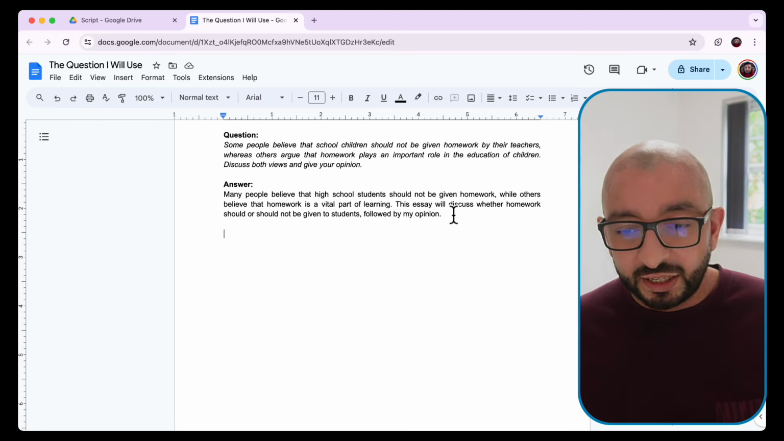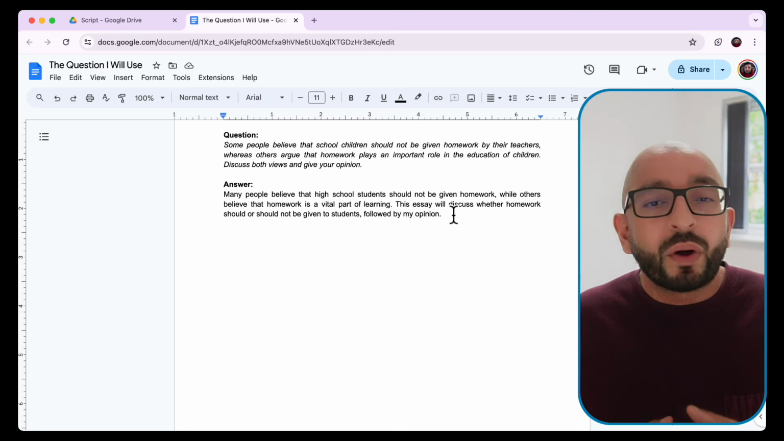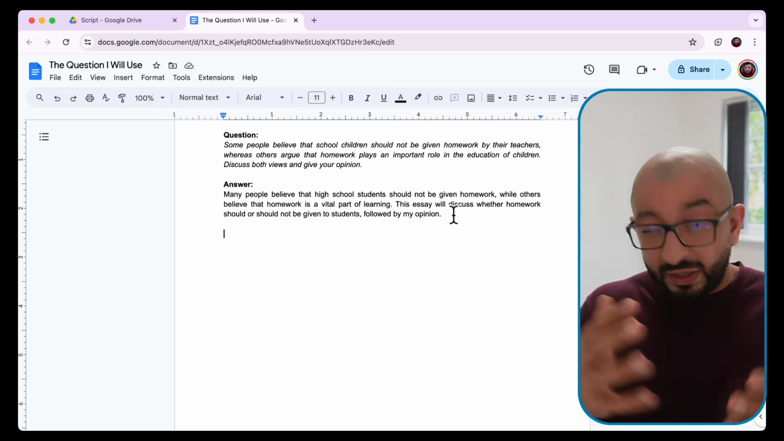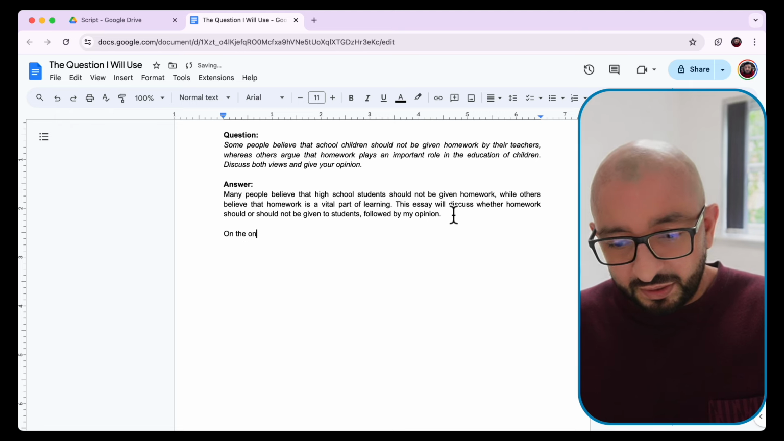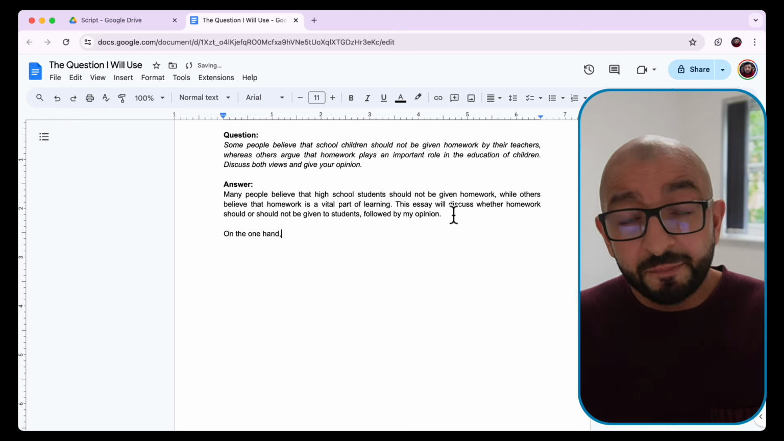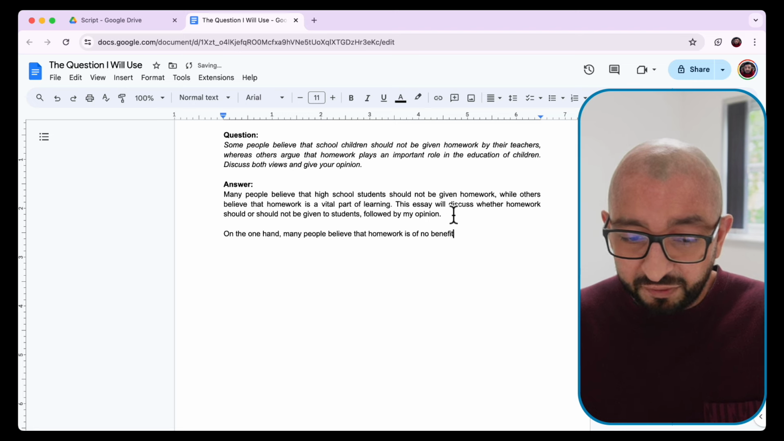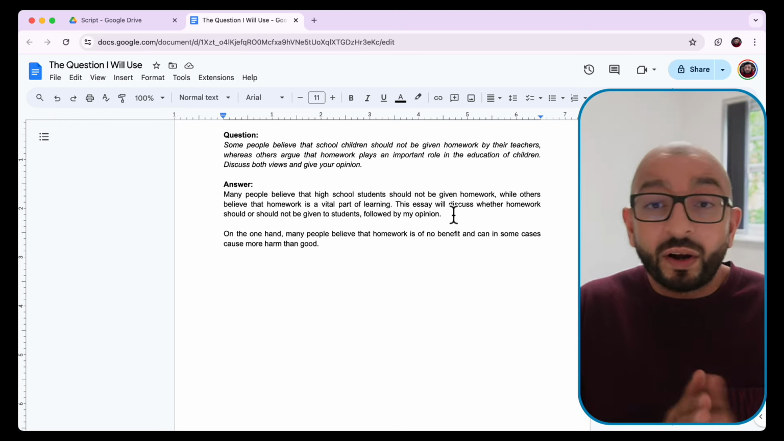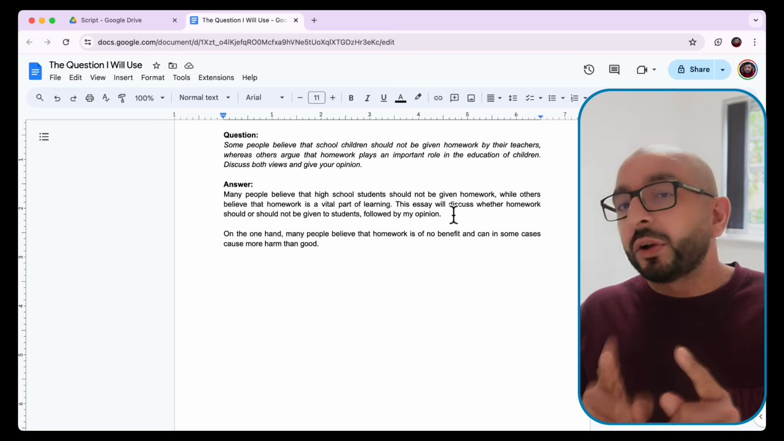So the first sentence is you want to introduce the argument, and then for each point that you mention, you might want to support that with an example sentence or a supporting sentence. So this will make more sense as we go along. So let's start. Okay. On the one hand, comma, many people believe that homework is of no benefit and can, in some cases, cause more harm than good. So I've introduced one side of the argument. So here's that homework is a bad thing. I've introduced that, but this is not enough information.